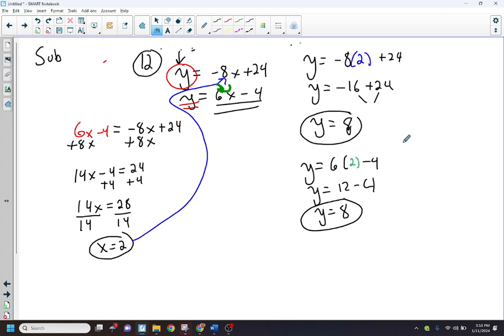Is it always going to be the same answer, if you do either the top one or the left one? Yes, it should always match the same answer. If you want to check your work, you can plug it into the other one to see if they're the same. If they're not the same, then you did something wrong.